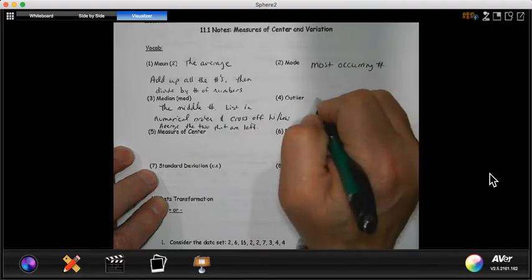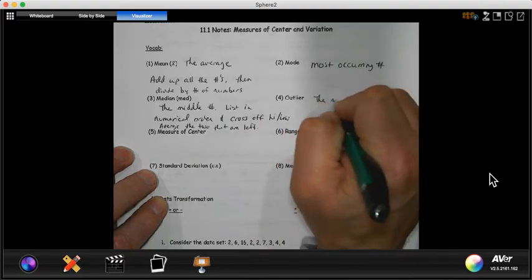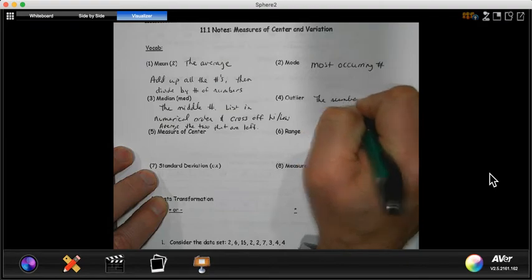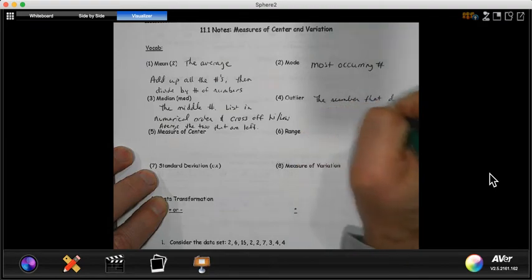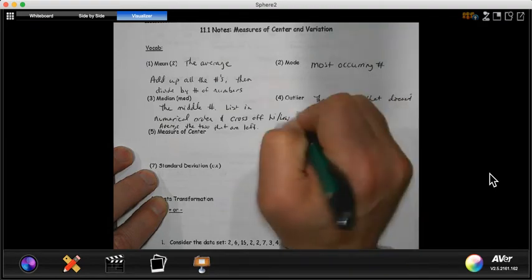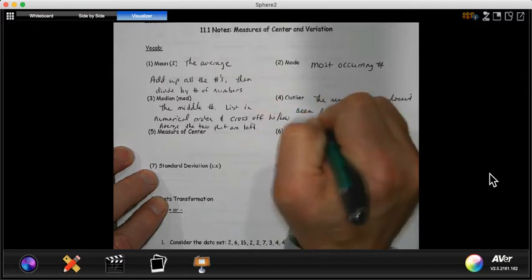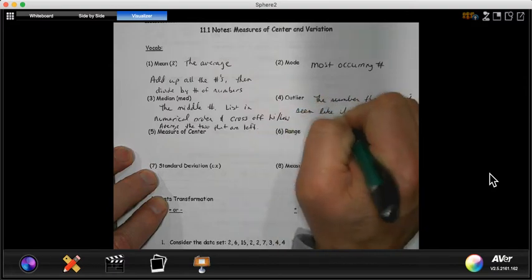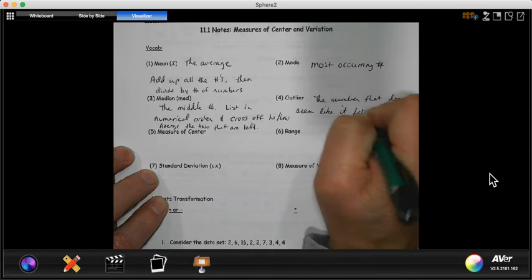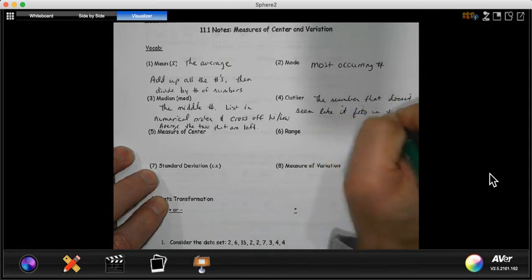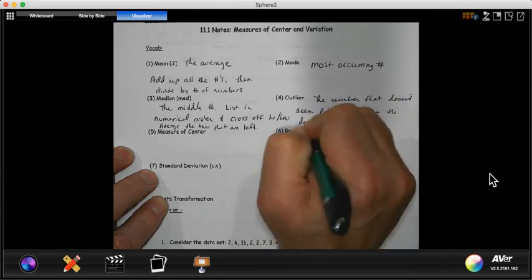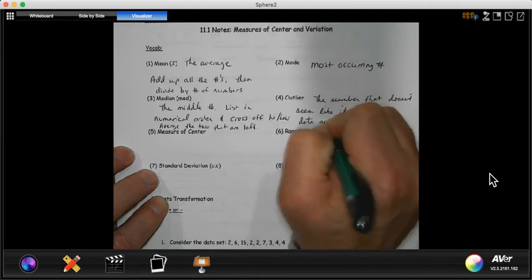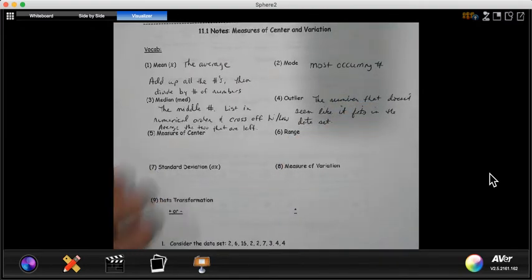An outlier is the number that doesn't seem like it fits in the data set.